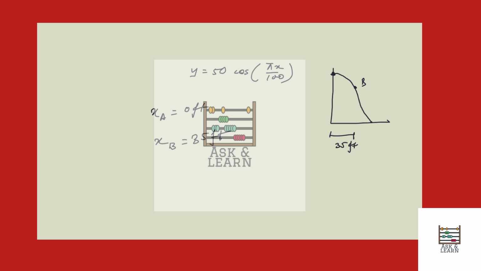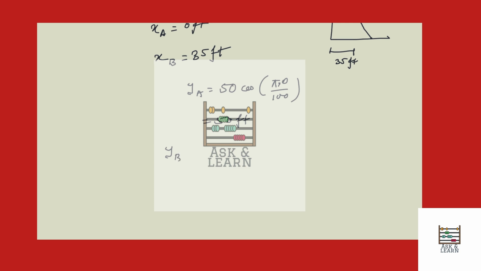Okay, so what you can do is calculate the value of y. So y_A will be equal to, if you plug it in here, 50 cos of pi times 0 over 100, so it's 50 feet, right? Whereas y_B, if you plug in the same, 50 cos of pi times 35 by 100, that's 22.7 feet, right? So you have got both y_A and y_B.